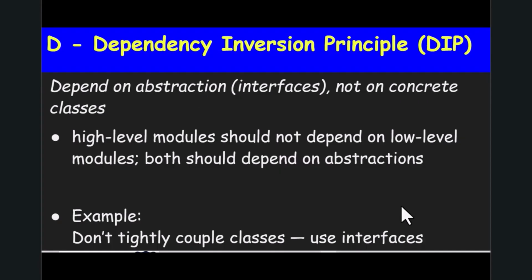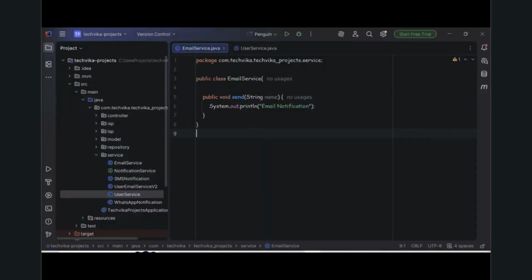The next principle is the dependency inversion principle. In this principle, it depends on abstraction. Abstraction means interfaces, not concrete classes, which means high-level modules should not depend on low-level modules. Both should depend on abstraction. For example, don't tightly couple classes. Use the interfaces. Instead of the classes to autowire, you just use the interface to autowire. That's simple. Let's say here there is an email service, with a method called send.